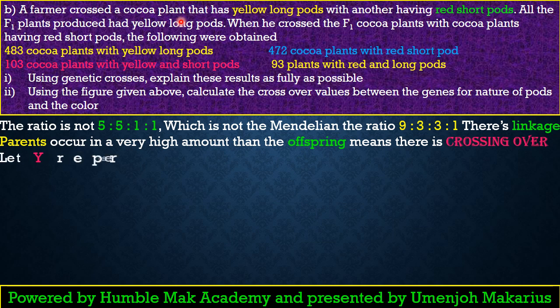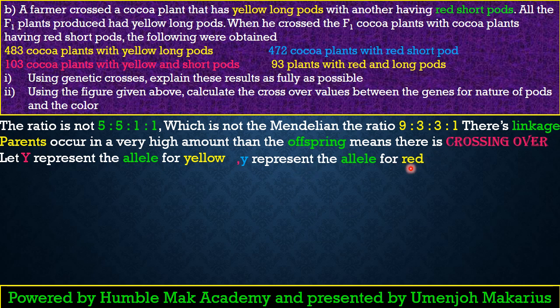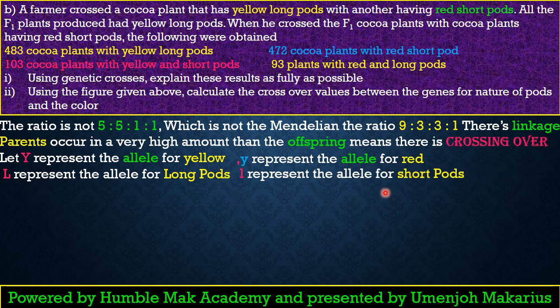As such, we can let capital Y represent the allele for yellow, and small y represent the allele for red, since red is recessive while yellow is dominant. So capital Y represents the dominant allele, which is yellow in this case, since all the offspring in the F1 had yellow long pods. Similarly, we let capital L represent the allele for long pods and small l represent the allele for short pods. Great. So just by these statements, if there are enough marks, you've scored 4 marks already.